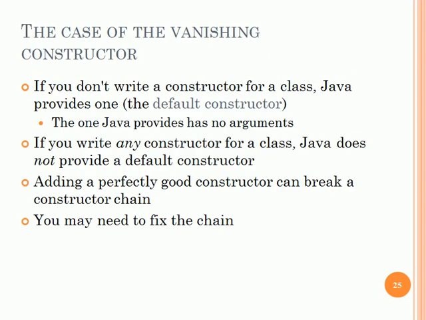So, the case of the vanishing constructor. Java provides the default constructor which takes no arguments. But if you write any constructor for a class, Java does not provide a default constructor. Adding a perfectly good constructor can break a constructor chain. You may need to fix the chain.